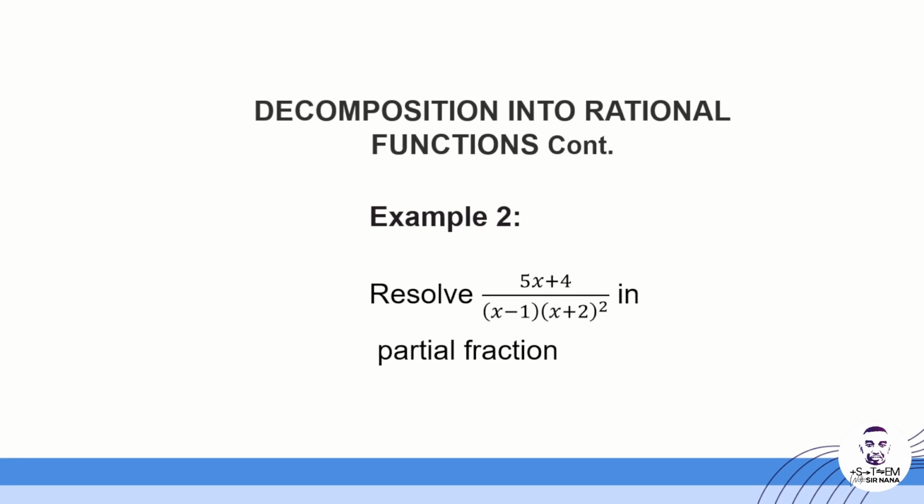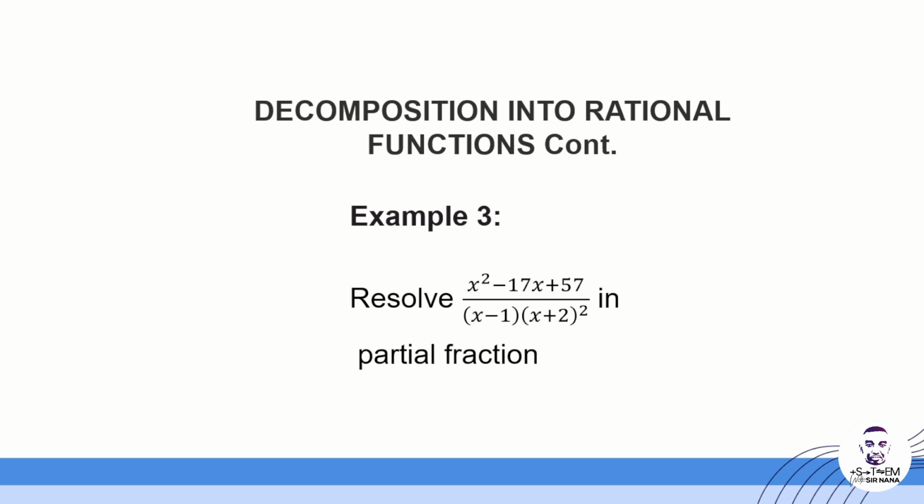So let's consider this example: x squared minus 17x plus 57 all over x minus 1, x plus 2 all squared. You try it out. Make sure you try it out and then write the solution in the comment section.